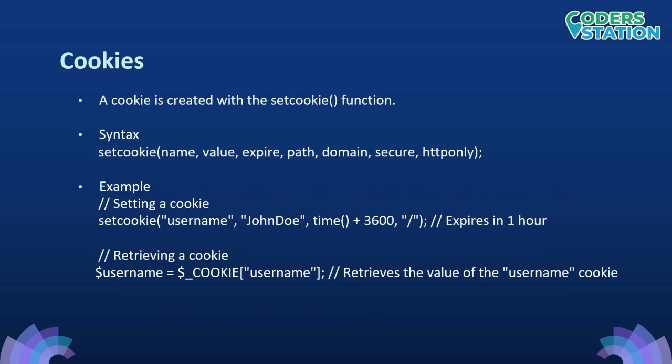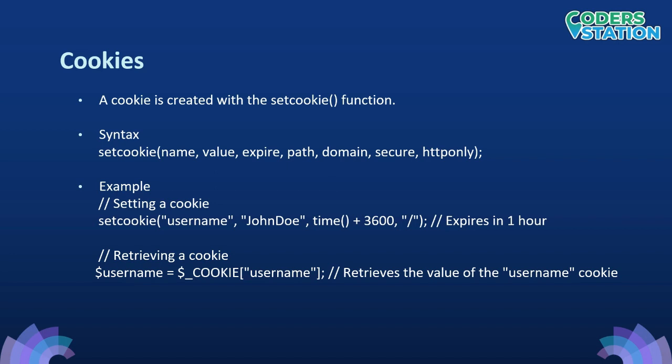So let's see the syntax to create a cookie. To create a cookie in PHP, you simply use the setcookie function and specify the name of the cookie, its value, and any other optional parameters. But the name and the value are compulsory. You can also use the $_COOKIE superglobal array to access and modify existing cookies.